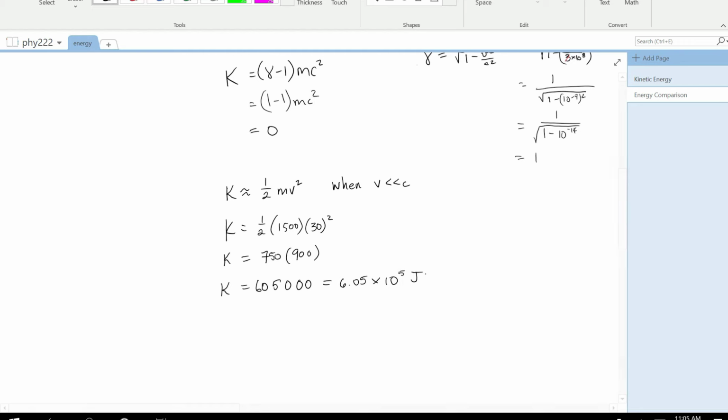So that's 2 orders of magnitude smaller than the amount of chemical energy that's in 1 kilogram worth of gasoline, and it's 11 orders of magnitude smaller than the amount of rest energy that's available in 1 kilogram.